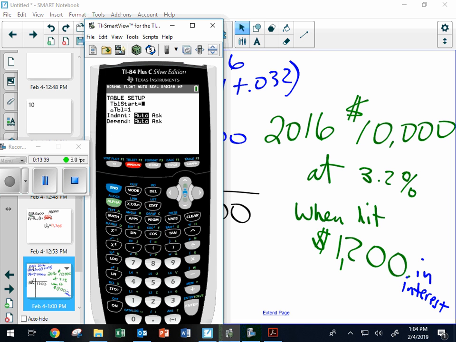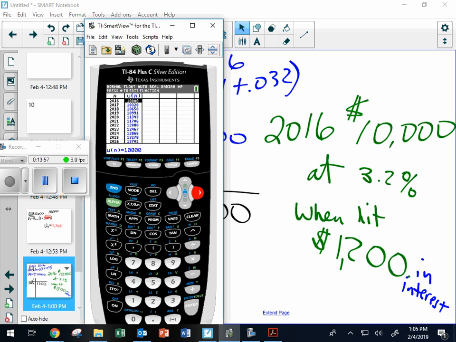Then I'm going to go to my table settings. That's right here above this red key. See? Right above where it says window. I want to start with 2016. Now when I go to my table, it won't just run forever. It'll jump right to that. And then when did I hit 1,200?